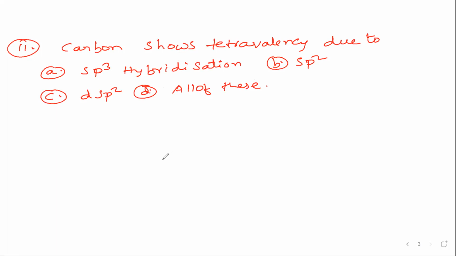It shows tetravalency due to sp3 hybridization only, as we already know. It will not undergo dsp2 because there are no d electrons present in carbon. So carbon cannot form dsp2 hybridization, because of the unavailability of d electrons. Next question.